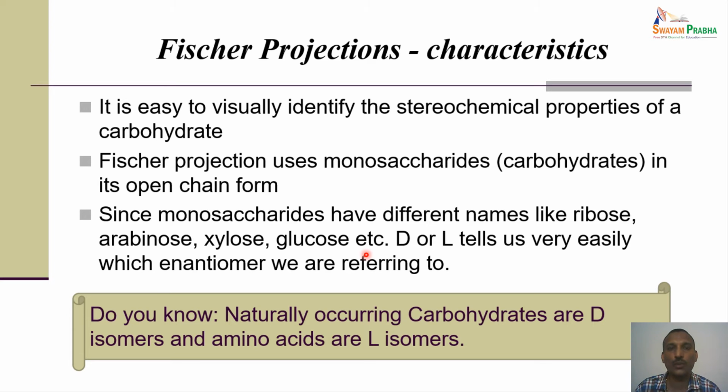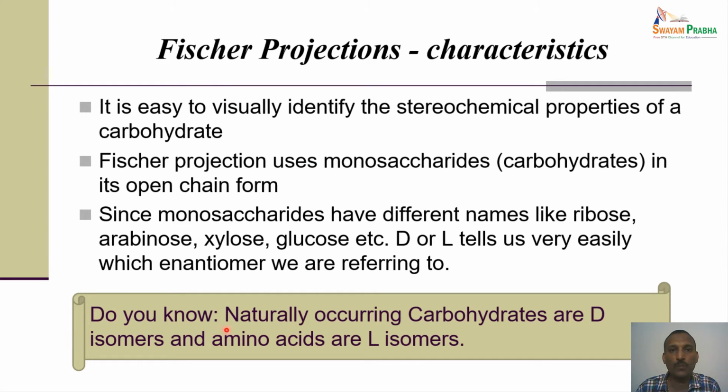So that is the reason Fischer projection was very famous and it was used for many years, but later on it was not used except in the case of carbohydrates. Fischer notations are not used for general organic chemistry compounds. We have R and S nomenclature. We will also see why the Fischer projection cannot be used for other molecules soon.